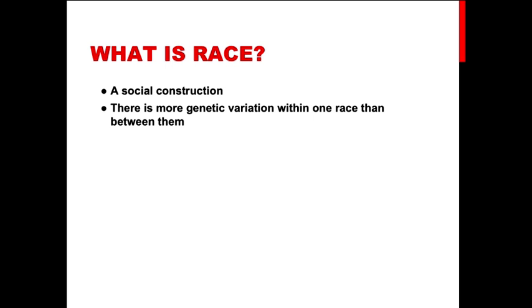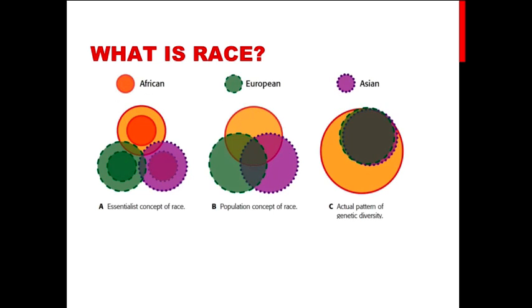This can be a little bit of a tricky concept, so I'm including a graphic to explain. In the first set of circles, we see the essentialist concept of race. This was the prevalent ideology of the 19th and early 20th centuries, so 1800s and early 1900s. This idea was that humans were divided into groups that shared little in common and were distinguished by physical features like skin color and facial features.